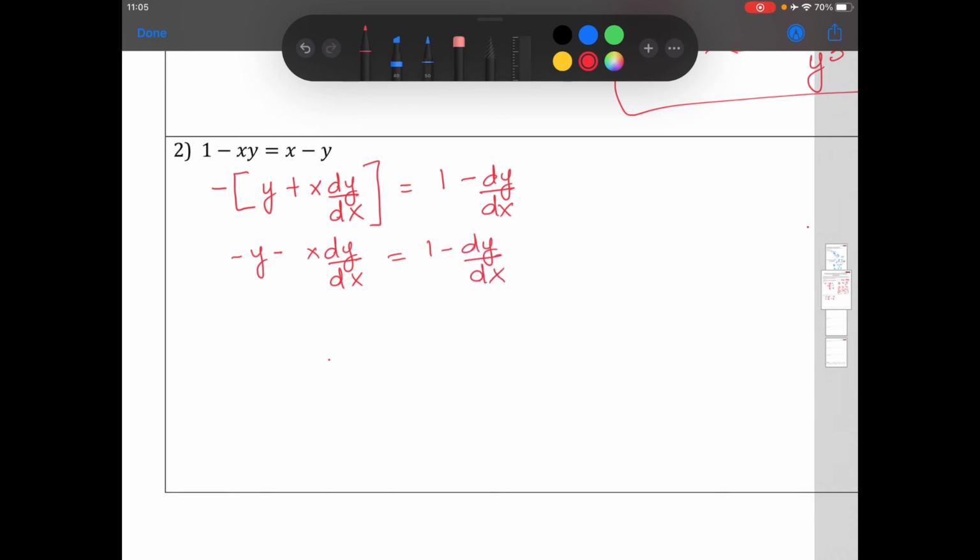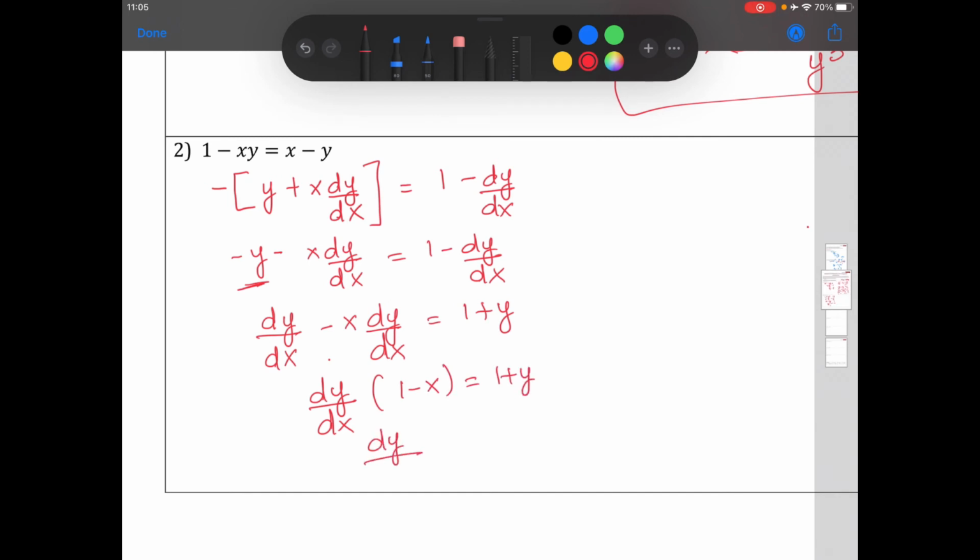Put them together on one side, so I get dy over dx minus x dy over dx, right? And I want to move this onto the other side, so I get 1 plus y. I want to solve for dy over dx. You can factor that out, and I'm left with 1 minus x, 1 plus y. So dy over dx is 1 plus y over 1 minus x. So that's what it is.